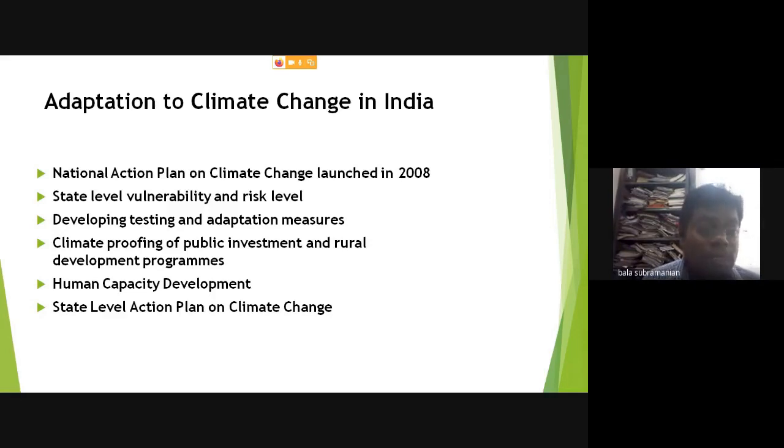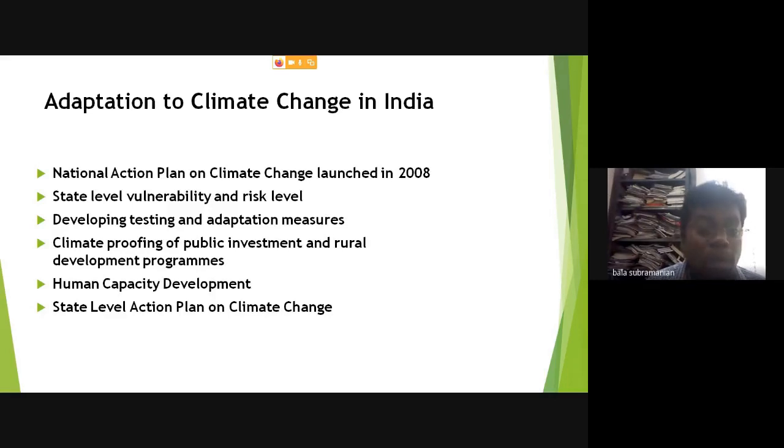Another thing is, for example, Karnataka. We have already submitted the draft to the assembly for a climate change bill. In 2021 or 22, it may implement the 2020-21 bill on climate change in Karnataka. That is state level. For each and every state, they should have climate change policy and bills. So the third thing, developing and testing adaptation methods.